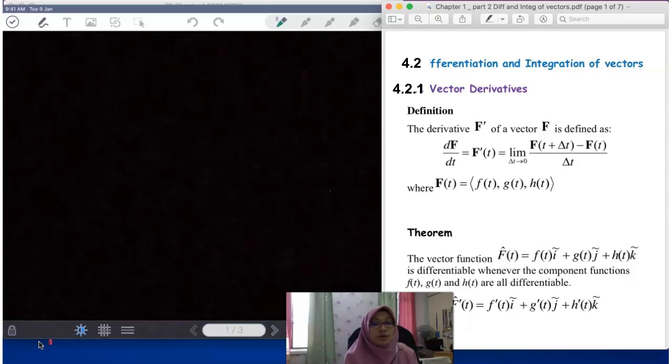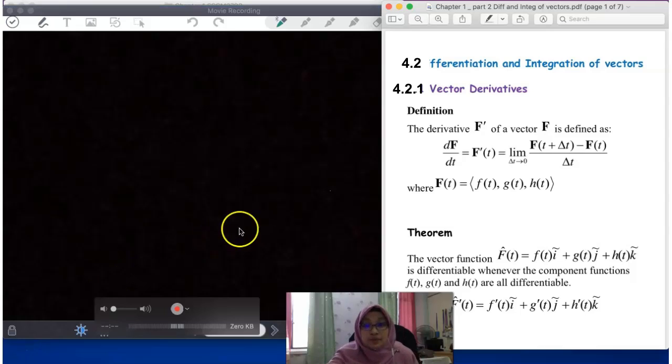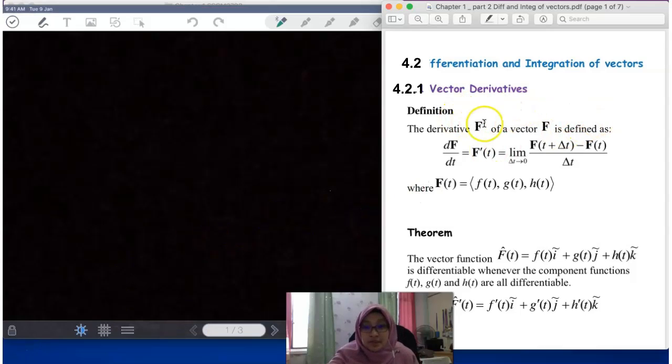So let's continue with the next section, which is still chapter 1, still about the vector function. But now we want to look at how we can differentiate and also integrate the vector function. Okay, so for your information, this is the definition of the vector derivative, where your function is now in vector form. So how can you differentiate them?